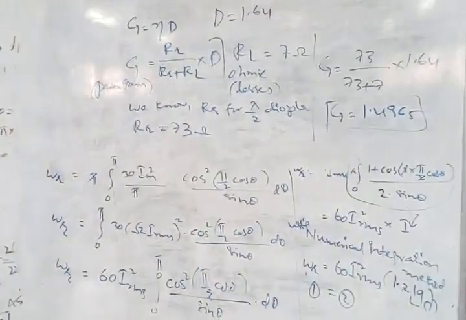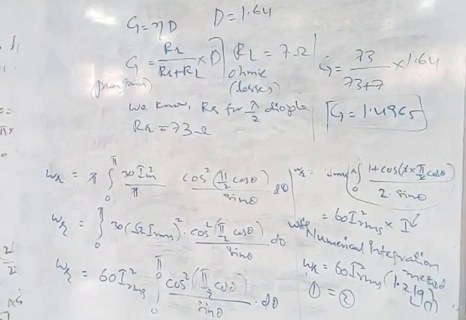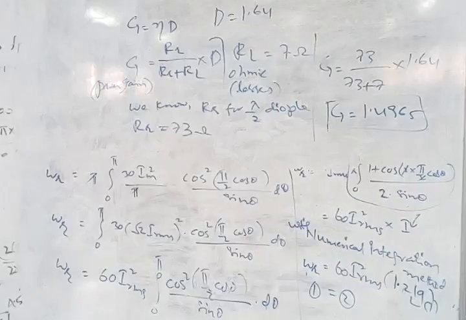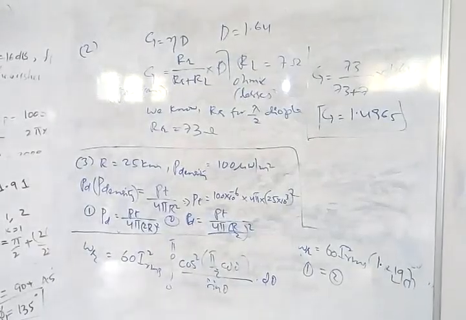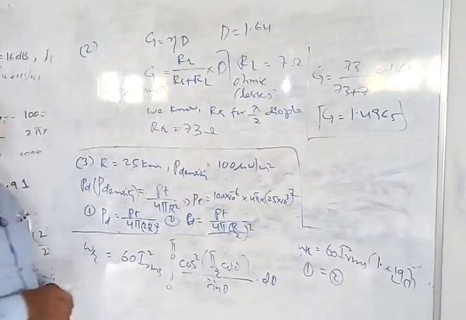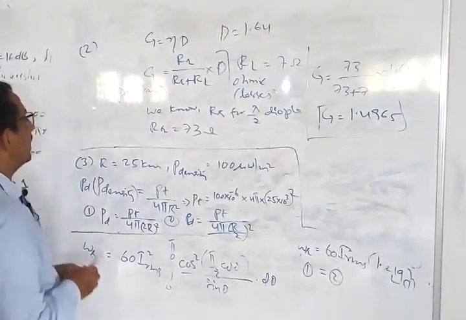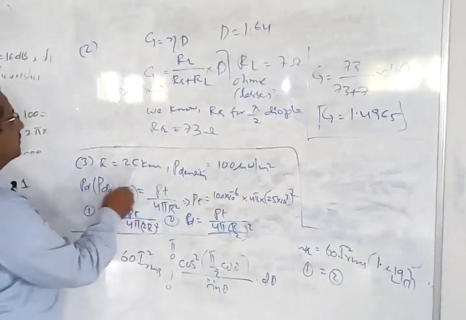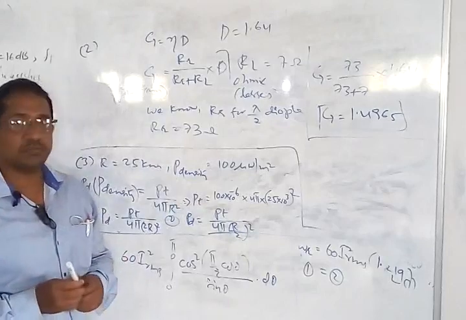So please note down the given data. For 25 kilometers, the power density is 100 microwatts. Now we will be working with the third problem, where the distance between the two antennas is equal to 25 kilometers, and point sources are considered for the transmitting antenna and receiving antenna. The power density is equal to 100 microwatts per meter square.